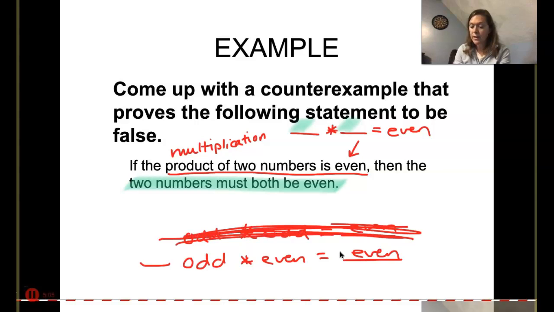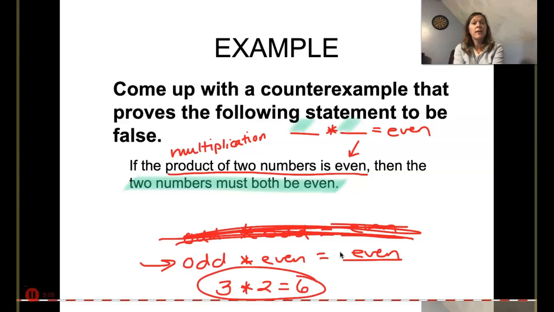Let's go down to this one right here. Give me an odd number. 3 times an even number. 2. 3 times 2 is 6. That's even. Look at that. I just came up with a counterexample. So 3 times 2 is equal to 6 is a counterexample.